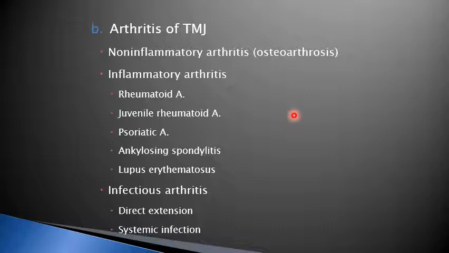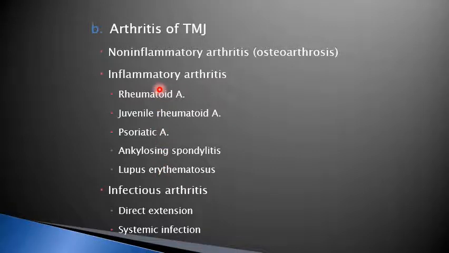You have non-inflammatory arthritis, which is called arthrosis or osteoarthrosis. This is an age-related phenomenon. Most of the geriatric population suffer from this disease. In inflammatory arthritis, you have rheumatoid arthritis, juvenile rheumatoid arthritis, psoriatic arthritis, ankylosing spondylitis, and lupus erythematosus. The majority of these diseases are autoimmune associated diseases.